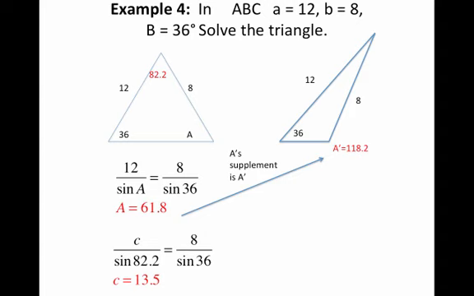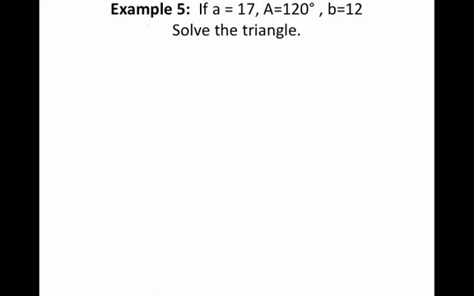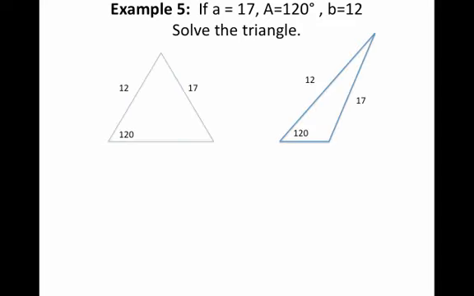Once we have A prime, we then can use the opposite pair of side 8 with angle 36, and we can solve for C prime, which is the length of C. Turns out to be 5.9. In example 5, similarly, we can set up our triangles. 120 is paired with 17. We have side B is 12. We're asked to solve the triangle.